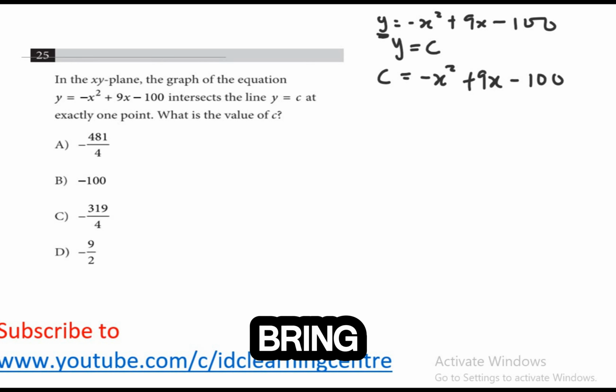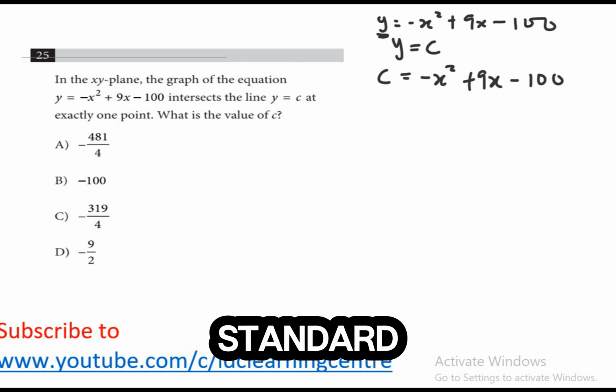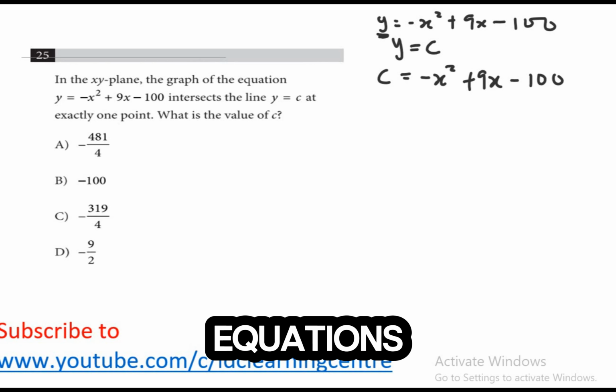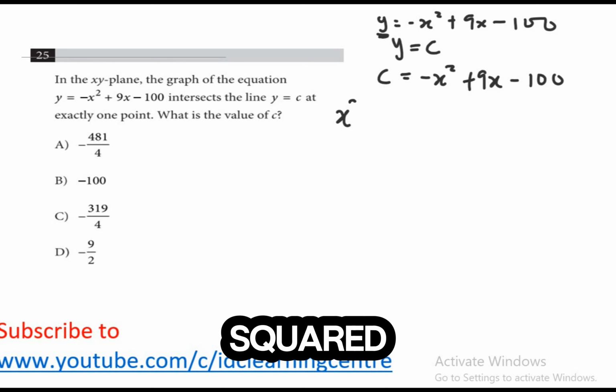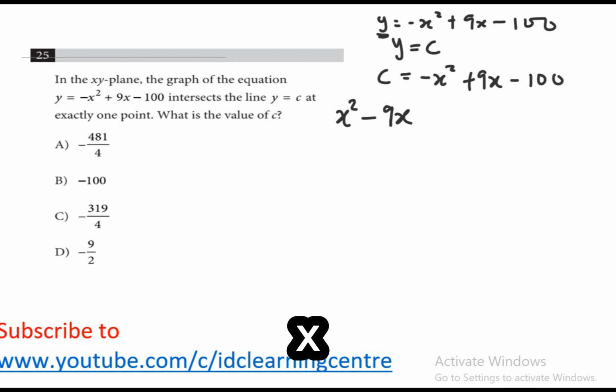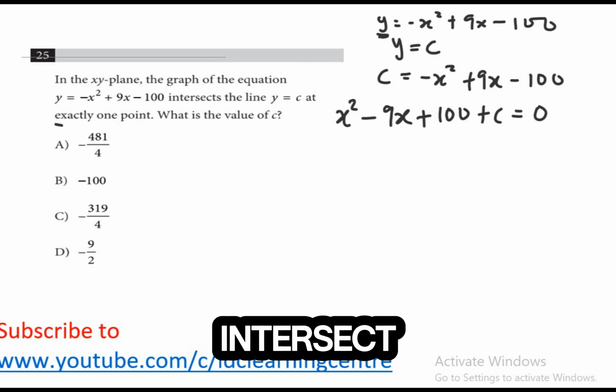And then I'll bring all the terms I have on my right hand side to the left hand side, so that we can have the standard quadratic equation. So if I take negative x squared to the left hand side, it becomes x squared. 9x comes to the other side, changes to minus 9x. And then negative 100 comes to that side, changes to plus 100. And then we already have c, so equals 0. So now it intersects at only one point. The two lines intersect at only one point.